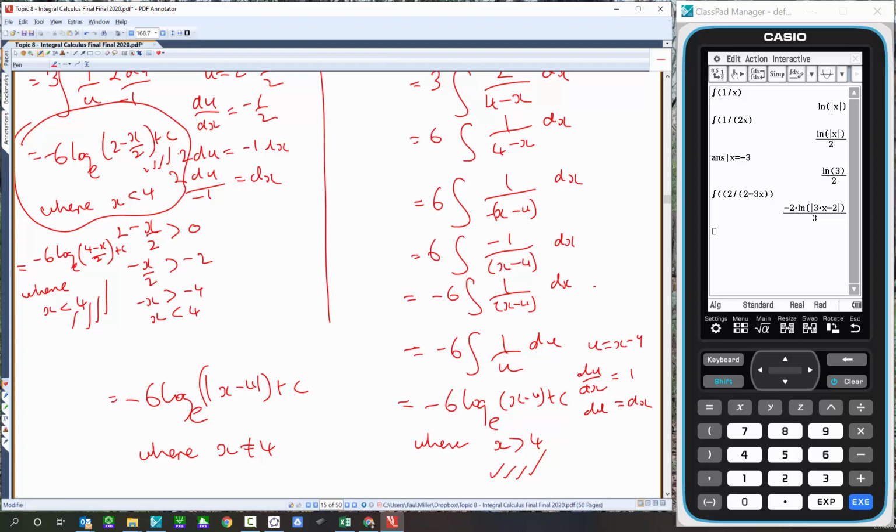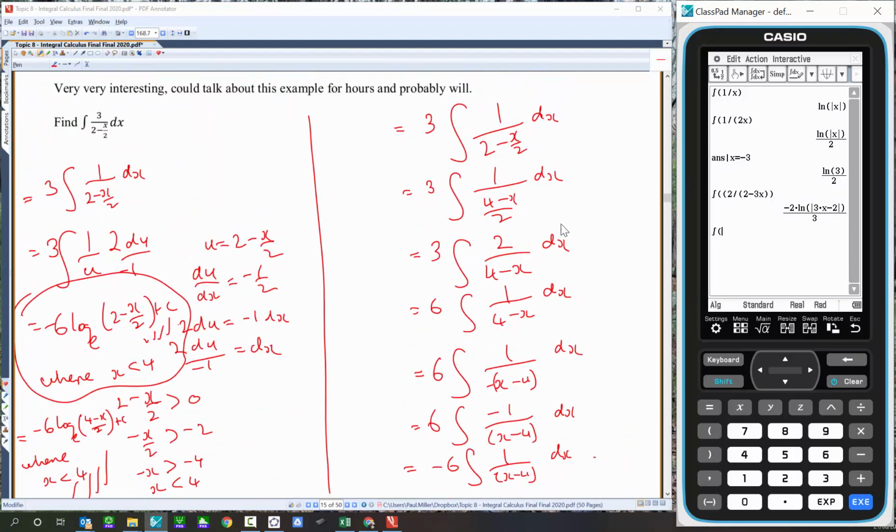So just be careful and be mindful that you might be doing this completely correctly, and when you look in the back of the book or check your answer on the calculator, you might find you get something totally different. Let's see what comes up for this one. What was the original function? It was 3 over 2 take x on 2.